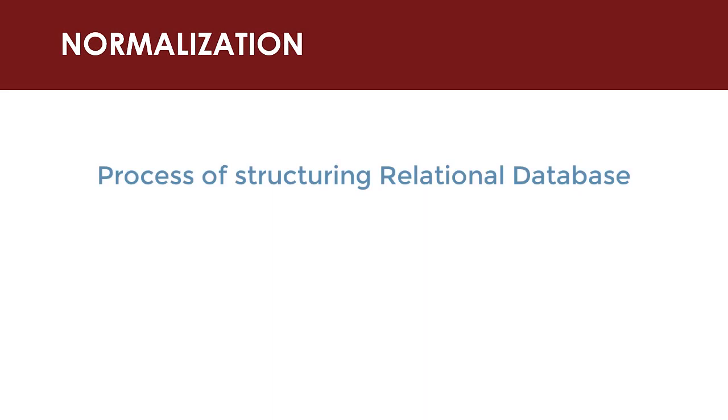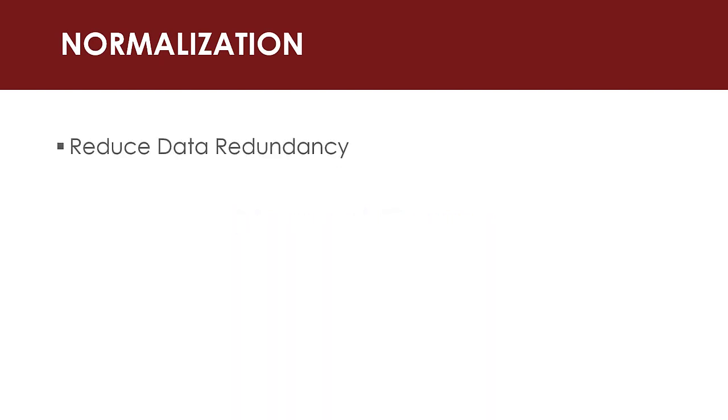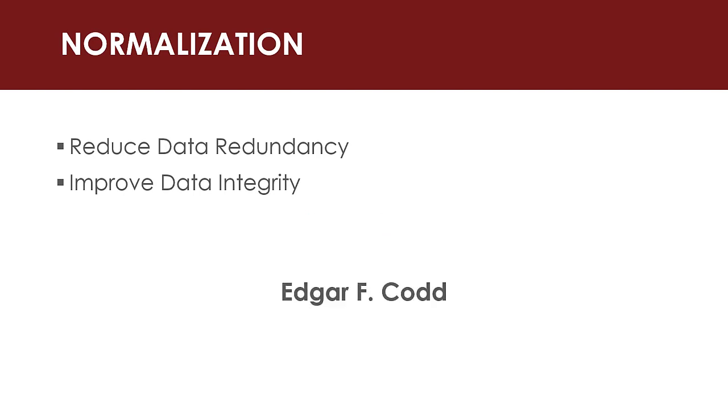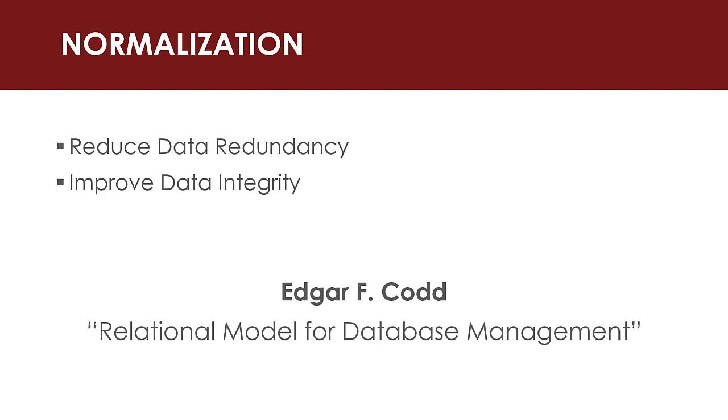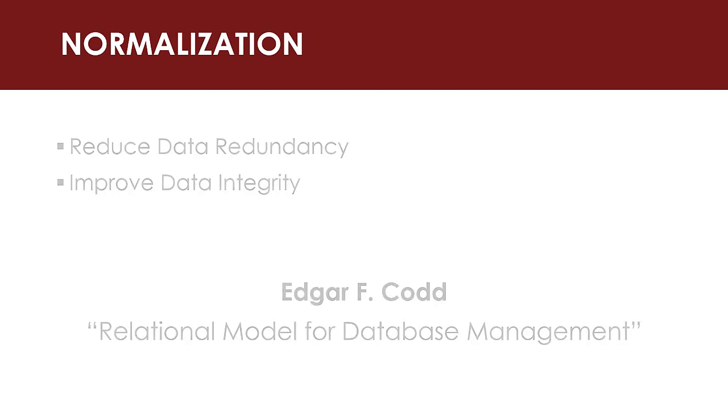Database normalization is the process of structuring a relational database in accordance with a series of so-called normal forms. This is done in order to reduce data redundancy, thus improving data integrity. This concept was first introduced by an English computer scientist, Dr. Codd, as part of his concept of relational model for database management in 1969.